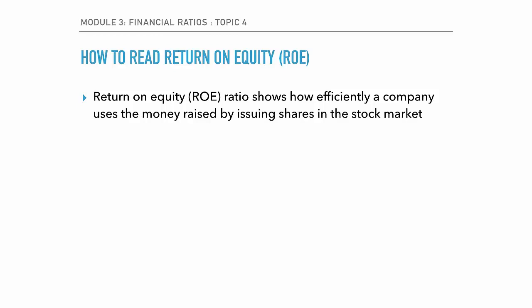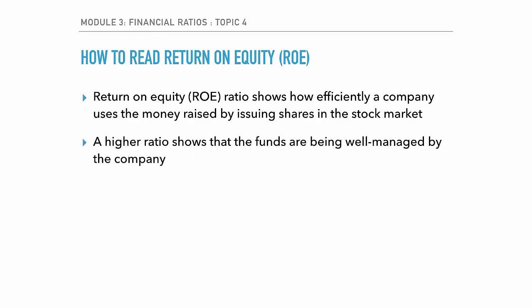Return on equity ratio shows how efficiently a company has been managing the money that is raised by issuing its shares in the stock market. A higher ratio shows that the funds are being well managed by the company. ROE can then be compared with the peers of a company to check who is managing their funds better.